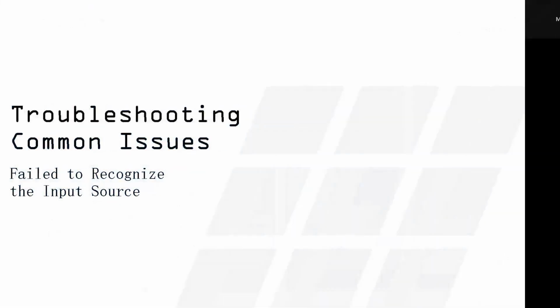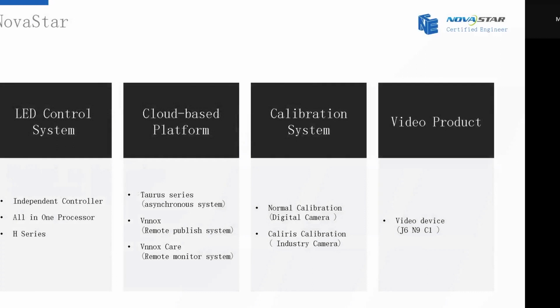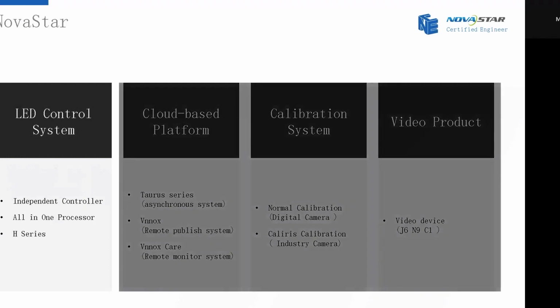Hi everyone, in this course, we're going to learn how to do the troubleshooting for the problem that the controller cannot recognize the input sources. As you all know, Novastar has 4 product lines: LED control system product lines, cloud-based platform, calibration system, and video processing. But for today's troubleshooting, we mainly focus on LED control system product lines.